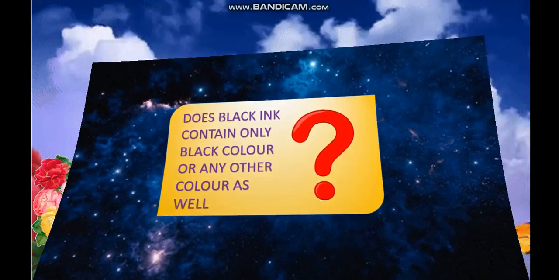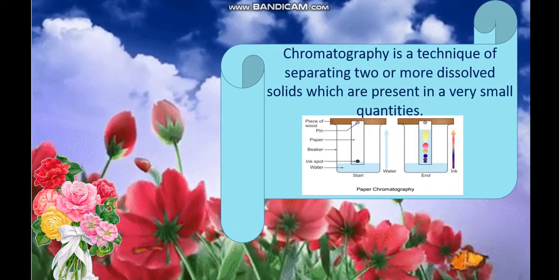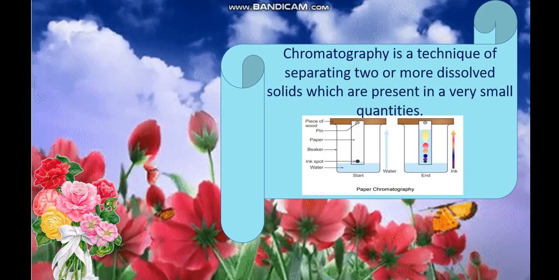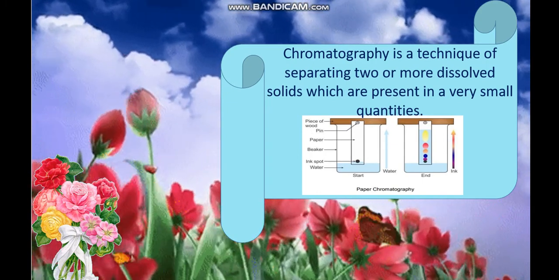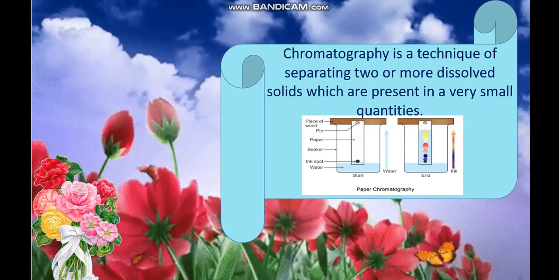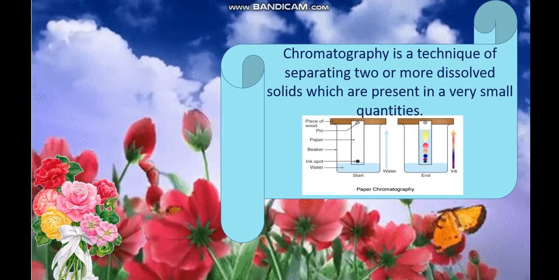We are going to deal with a special separation technique, that is chromatography. It is used to separate two or more dissolved solids which are present in very small quantities. So if you see black ink, it contains numerous dyes in very small quantities. In order to separate those, we use this chromatography technique.